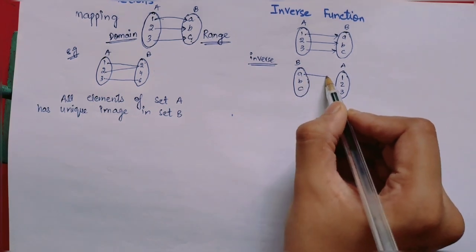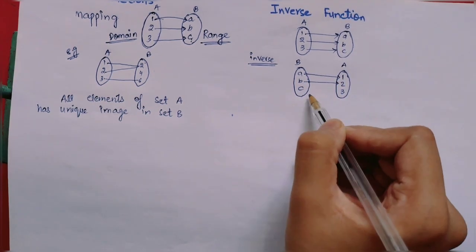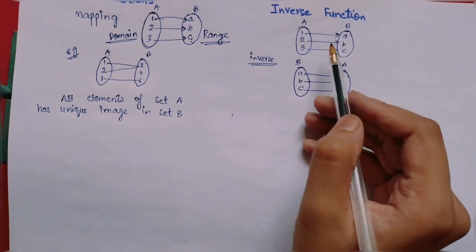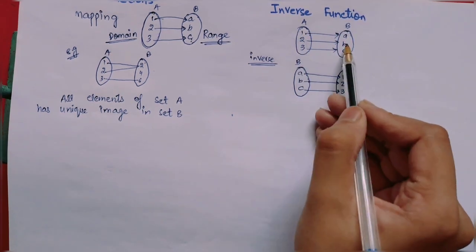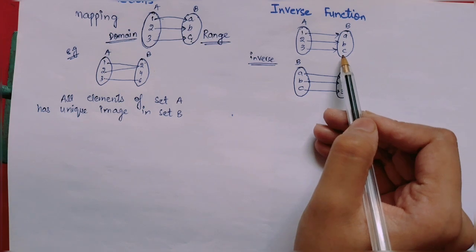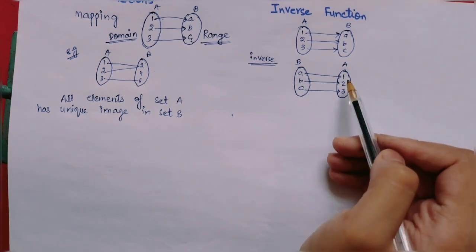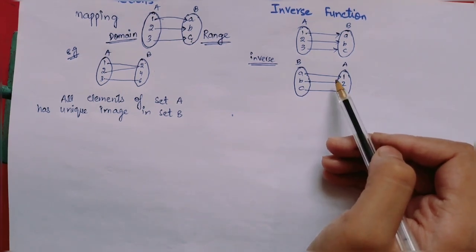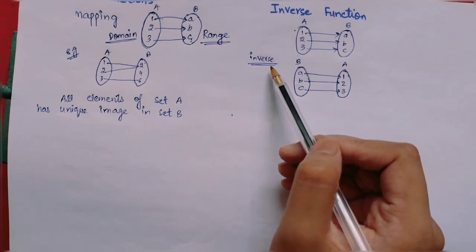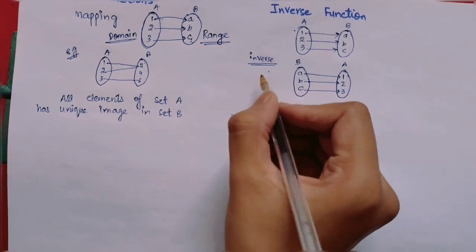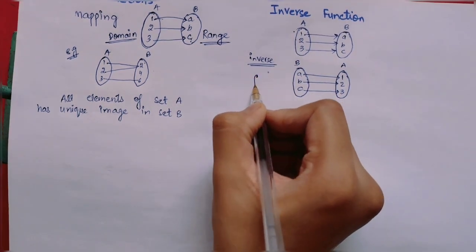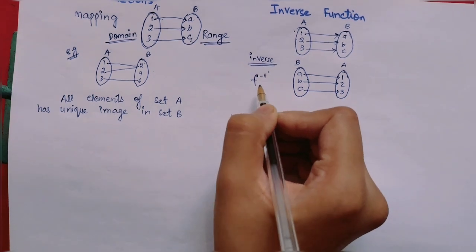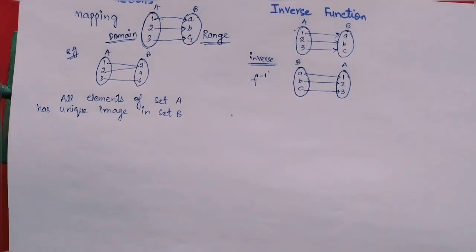For example, A maps onto 1, B maps onto 2 and C maps onto 3. In the inverse, 1 maps onto A, 2 maps onto B and 3 maps onto C. So it's another function, but it's called the inverse of this function. How do we write the inverse of a function? It is denoted by f power minus 1. This is the representation of the inverse of a function.